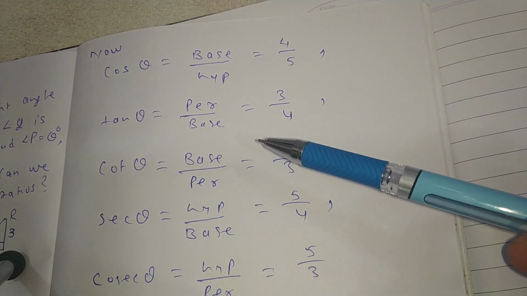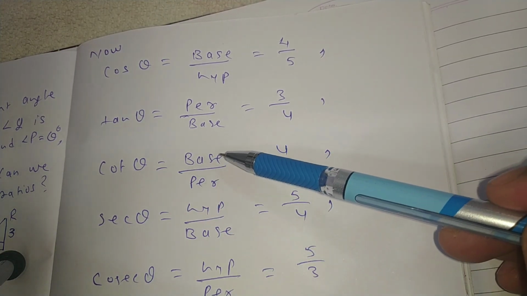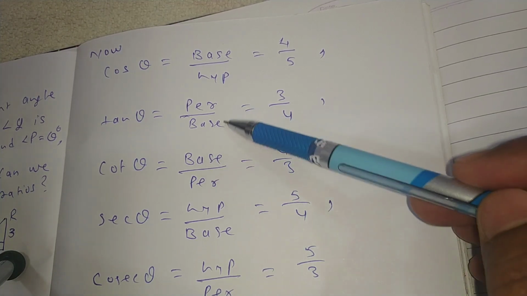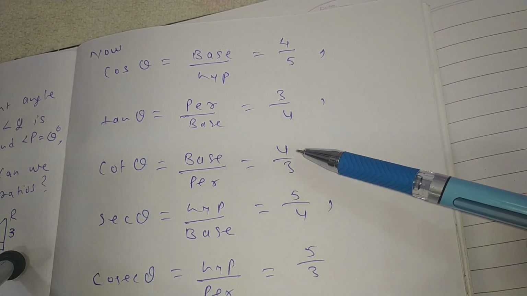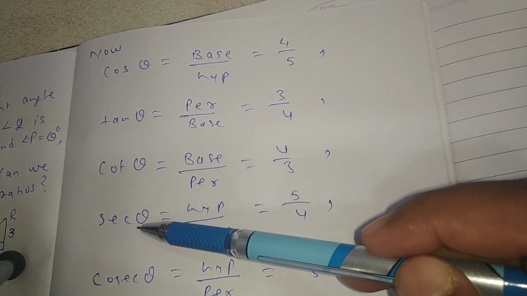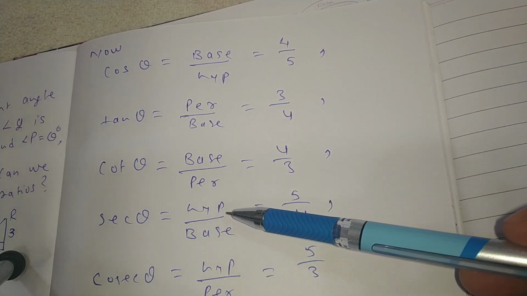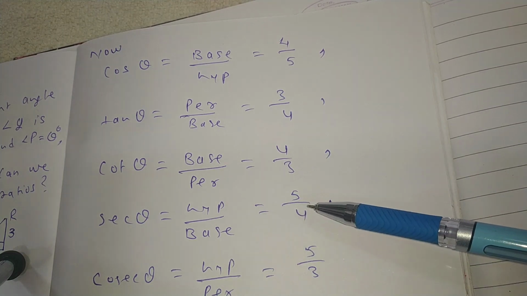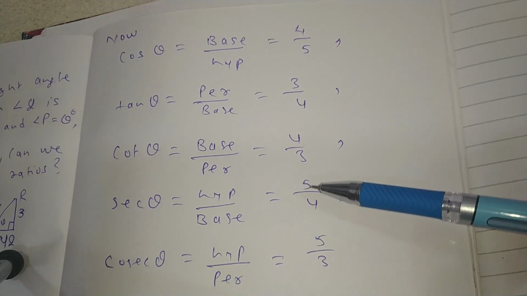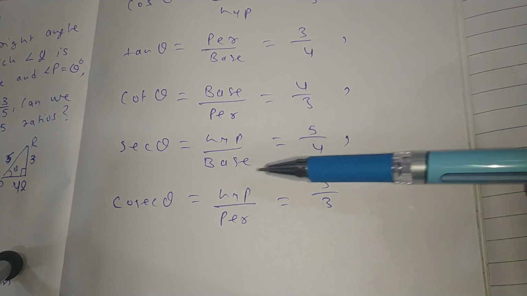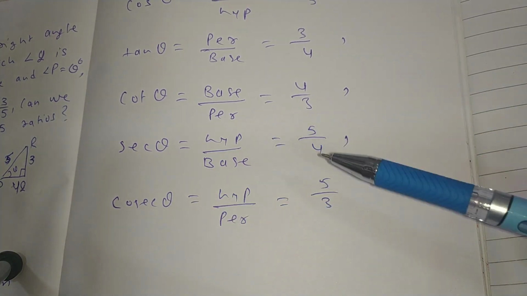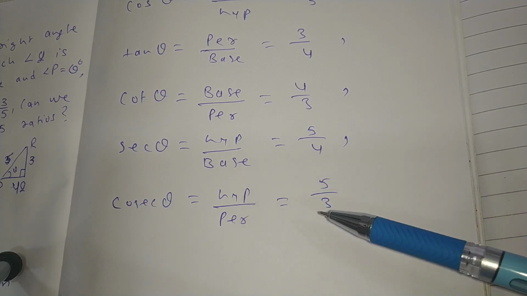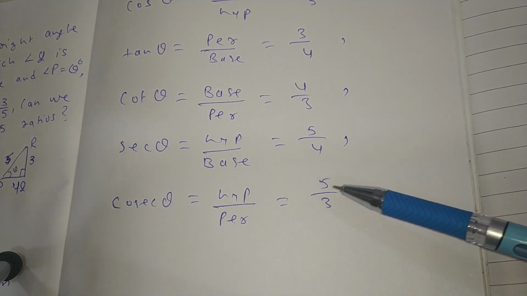Cot theta is equal to base upon perpendicular, just the inverse or reciprocal of tan theta, so 4/3. Sec theta is 1 upon cos theta, which means hypotenuse upon base, which means 5/4. And cosec theta is 1 upon sin theta, which means hypotenuse upon perpendicular, which is 5/3.